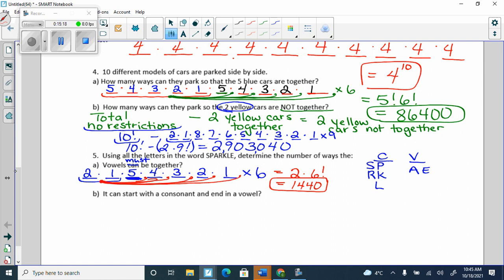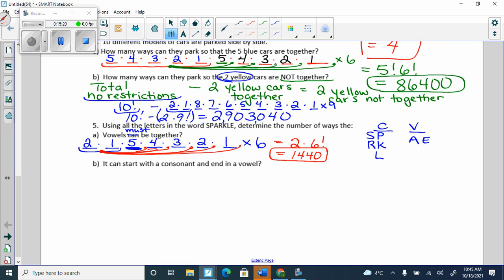Now here it says it can start. Why do I have "can"? Why did I do that? It must start with a consonant and end in a vowel. 1, 2, 3, 4, 5, 6, 7. Those are the only rules: it has to start in a consonant and end in a vowel.